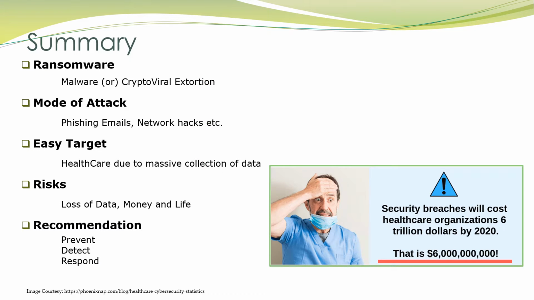As part of my analysis, I did find that security breaches are going to cost healthcare organizations almost $6 trillion by 2020. That's huge. So let's summarize. What is ransomware? It's a malware, otherwise called crypto-viral extortion. What are the different modes of attack? They could send links through phishing emails or embedded codes through network hacks. Who are easy targets? Healthcare being number one, only because of the massive volume of data and because the data is worth so much. What are some of the risks? Loss of data, money, and life.